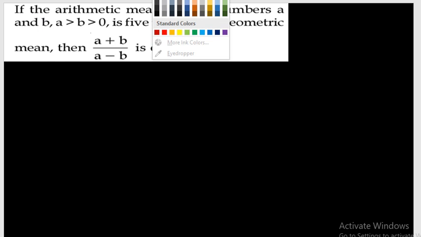The next question, it says, if the arithmetic mean of two numbers A and B, where A and B are both greater than 0, is 5 times the geometric mean. First of all, we have two numbers A and B. So these two numbers A and B, they have arithmetic mean and geometric mean.